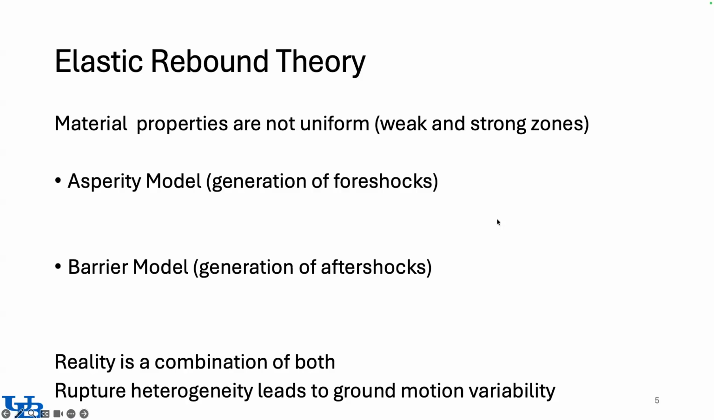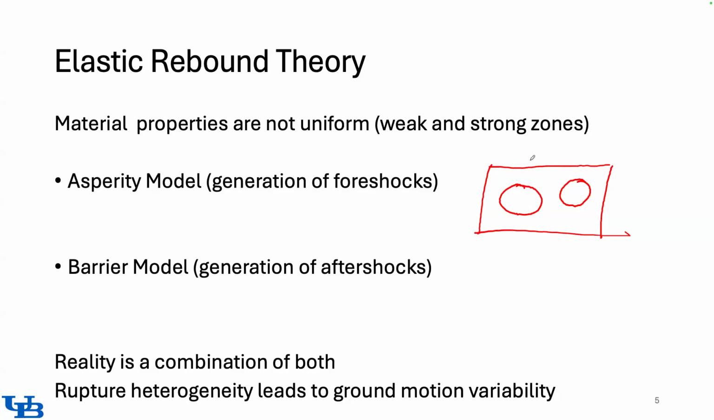And this heterogeneity in the fault is what explains both the generations of foreshocks and aftershocks through the asperity and barrier model. So the way that we can think about the asperity model is that if we have a fault plane and we have some strong zones, so these are our asperities, as the two sides of the fault are loaded relative to each other, first slippage will occur around our asperities because this is where the strength of the material is less. So for the same amount of displacement, the shear stress will exceed shear strength. So we'll have aftershocks around the strong areas.